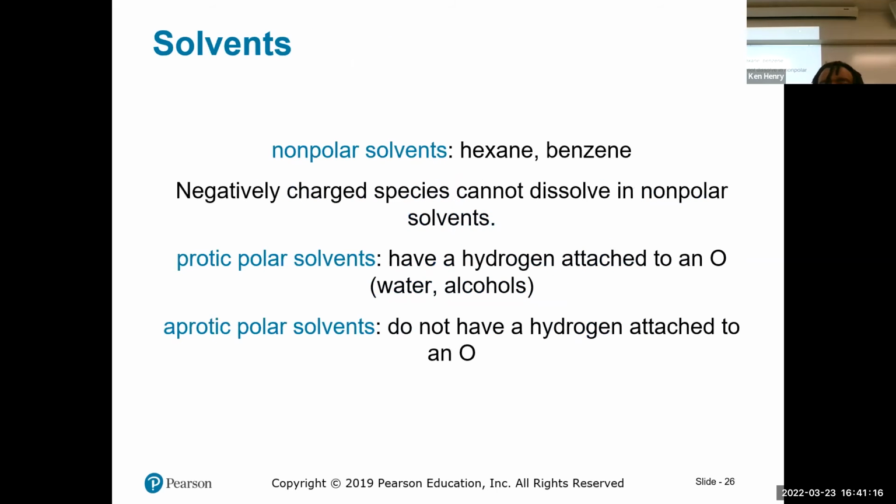So solvents. We have three types of solvents. We have non-polar solvents, which are going to be hexanes and benzenes. We have protic polar solvents, like water and alcohols, those that have hydrogens attached to them. And aprotic, A meaning without, lacking a proton, so those solvents that don't have hydrogens attached to an oxygen.